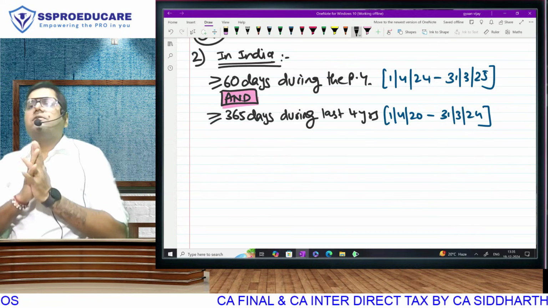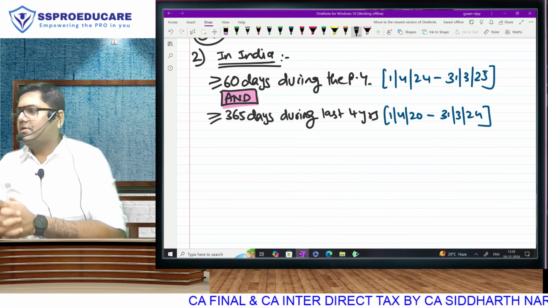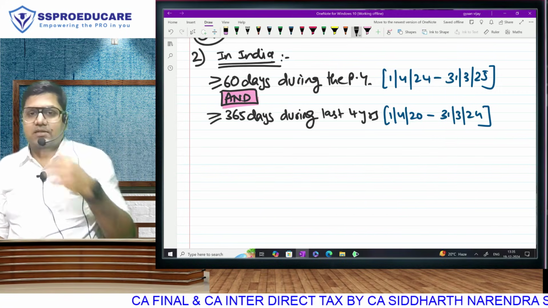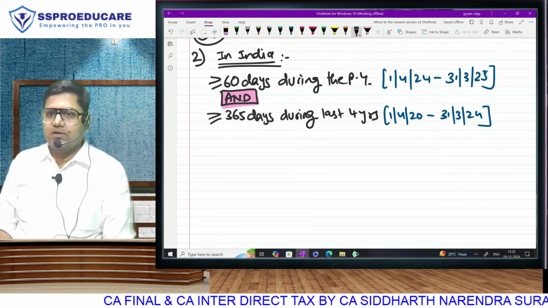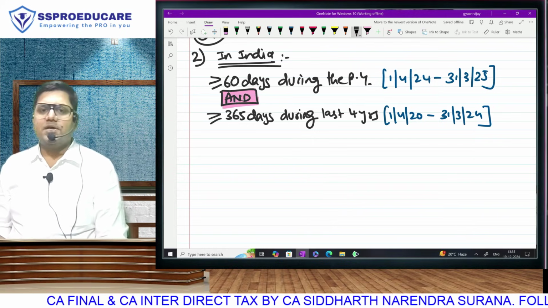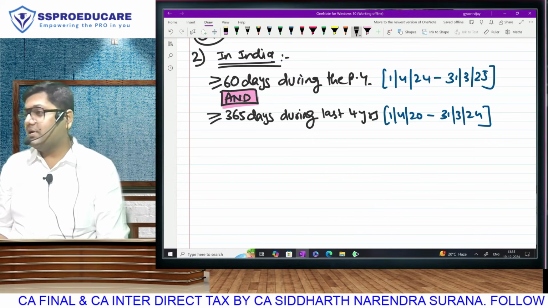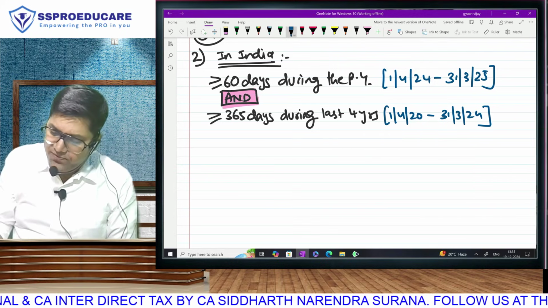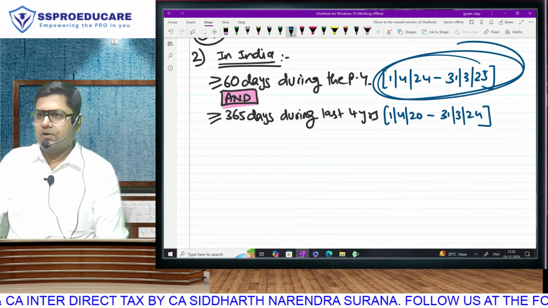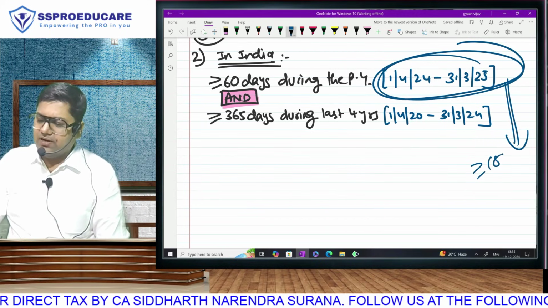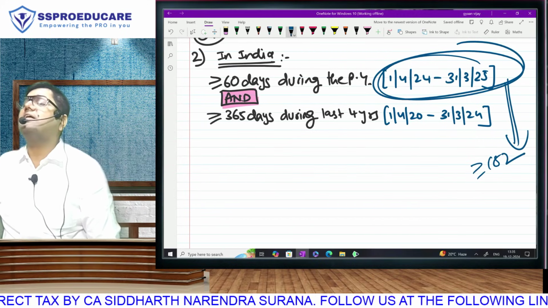Condition 1, 180 days in the previous year. Condition 2, 60 days in the previous year and 365 days in the last 4 years. Are you clear about these two conditions? And the explanatory notes are also same. Now see, I am developing the way in which you should be thinking. One thing we all have understood, that the first check I will do for 24-25. If in 24-25 I am getting the answer as 182 or more, I don't have to check anything else.